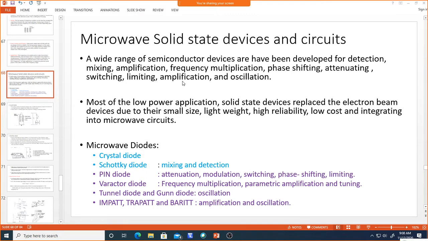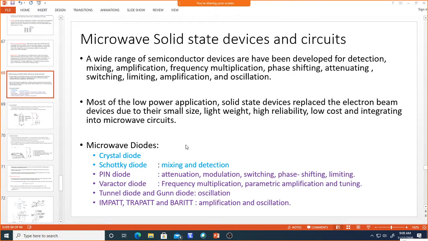Now for most of the low power applications, these solid state devices replace the electron beam devices. Why? Because we have already seen the parasitic capacitance effects, the transit time effect, and also the skin depth effect in the electron beam devices. Solid state devices have the advantages of small size, light weight, high reliability, low cost, and they can be easily integrated into microwave circuits. So that's why solid state devices, which we can use at microwave frequency for different applications, are very important. Okay, so what are the microwave solid state devices?